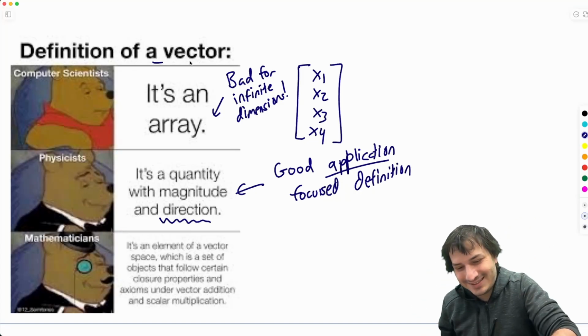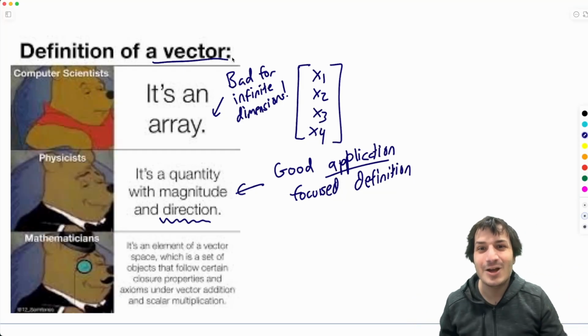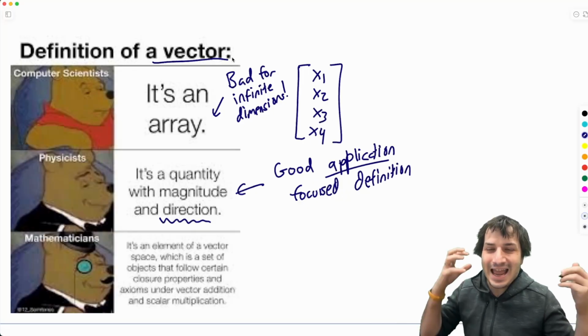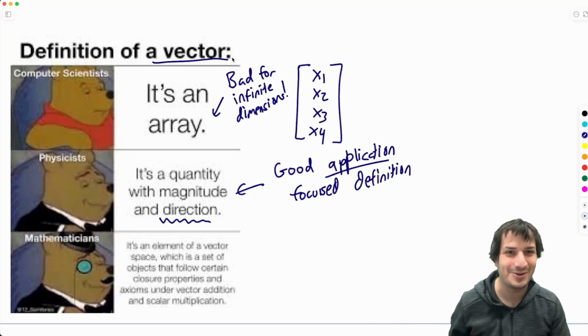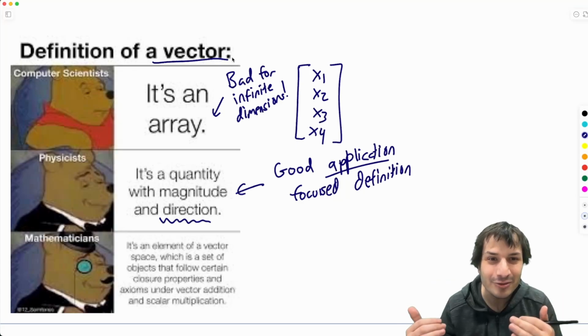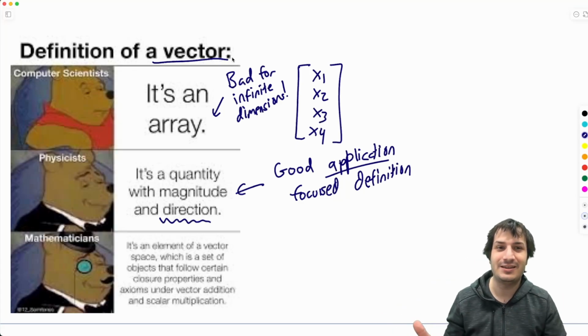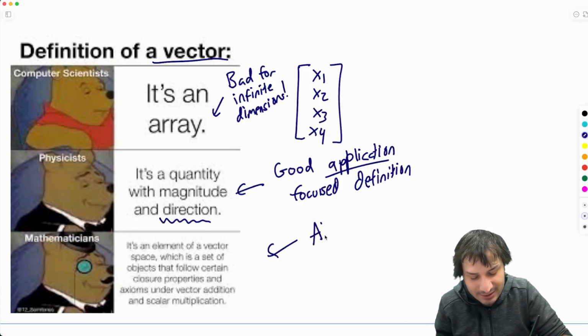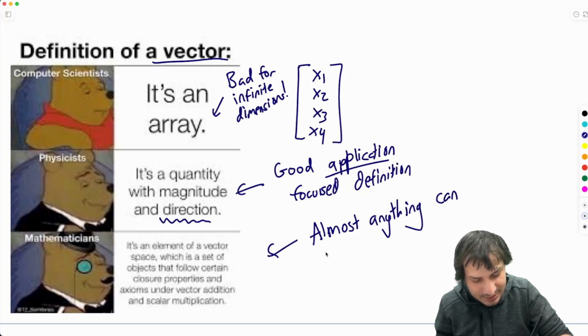What is a vector? It's an element of a vector space, which is a set of objects that follow certain closure properties and axioms under vector addition and scalar multiplication. So this is extremely abstract. Why on earth are we doing this? Why don't we have a simple definition like this? The reason we do something like this is because if this is the definition, almost anything that we are interested in can be a vector space. Almost anything can be a vector space.